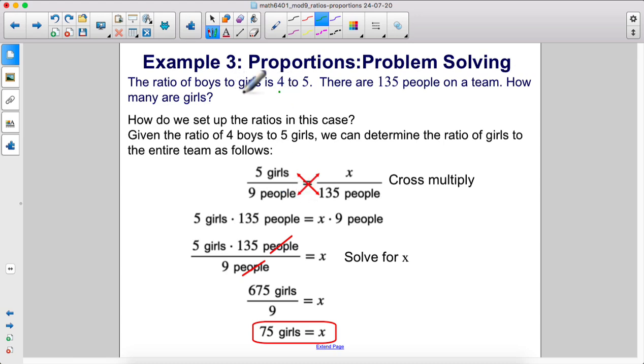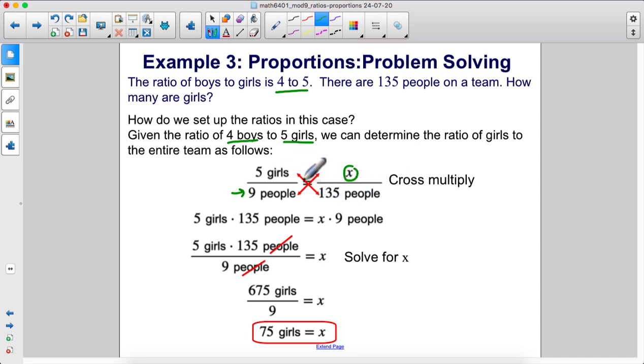So boys to girls is 4 to 5, which means there's 4 boys to every 5 girls, which means out of 9 people, 4 plus 5, 5 of them are girls. So here we've created our rate, 5 girls for every 9 people. Then we can use that to set it equal to X girls out of 135 people.